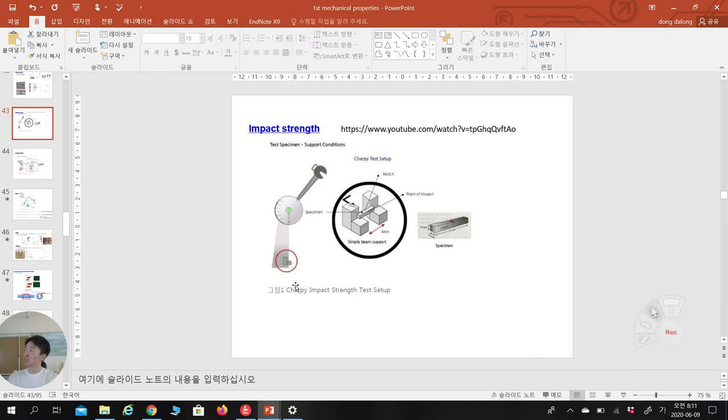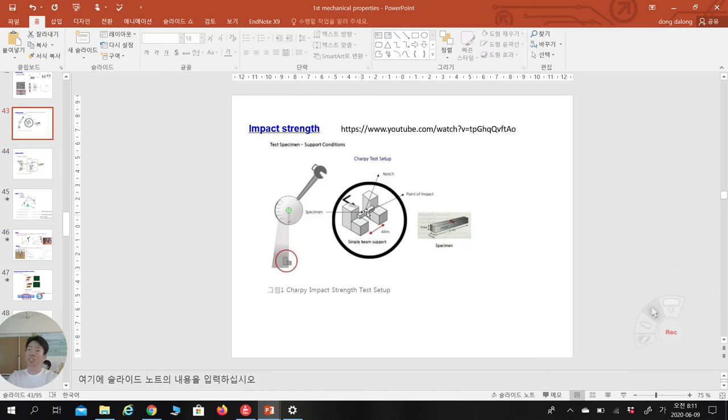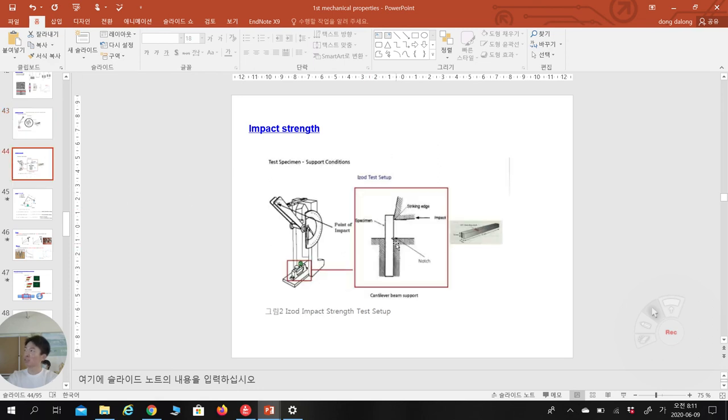So this is the Charpy impact strength, and then this is another, Izod. The difference is how you apply the force. In Izod, you implant the material in a certain area and make a notch here, but in Charpy, you apply it like this. Depending on how you apply it to the specimen, you call it Charpy or Izod. But always you have to make a notch.